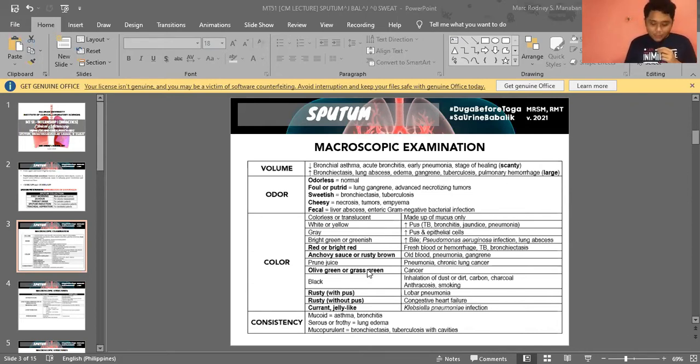Anchovy sauce or rusty brown, all right? Old blood, pneumonia, and also gangrene. Prune juice, so a somewhat greenish appearance, pneumonia and chronic lung cancer. Olive green or grass green, cancer.